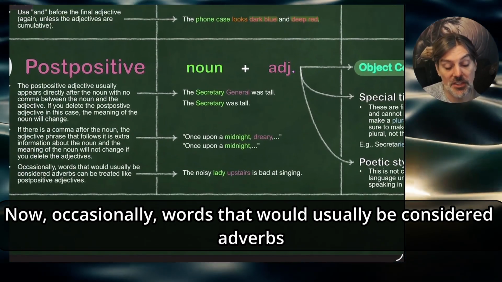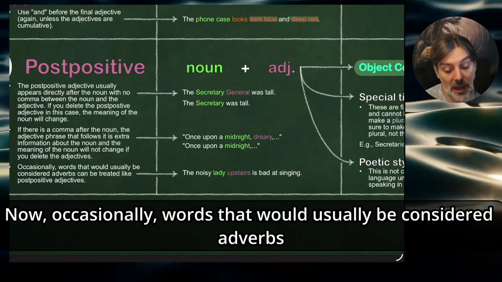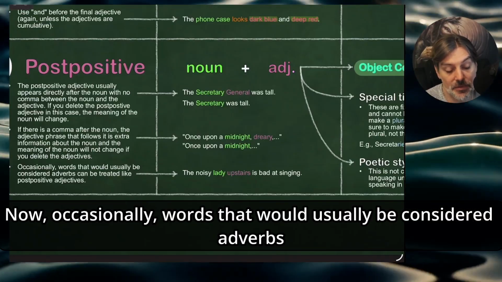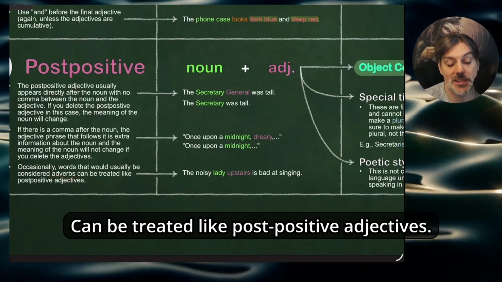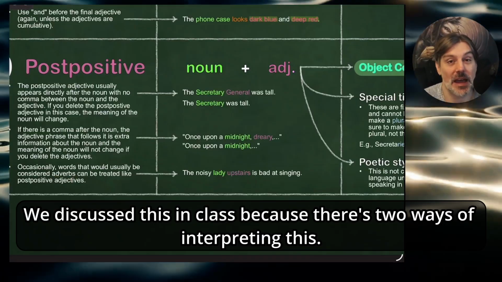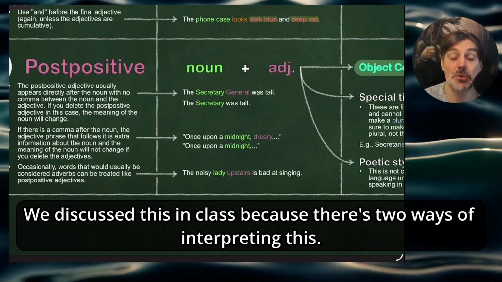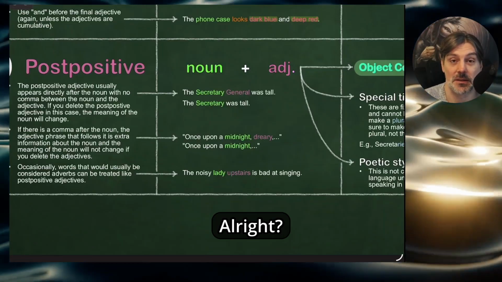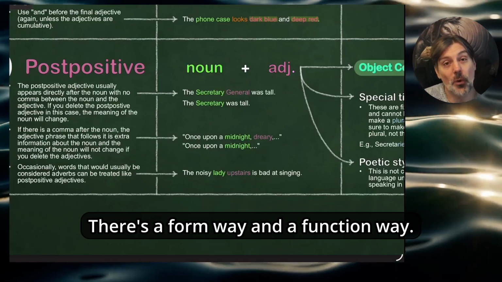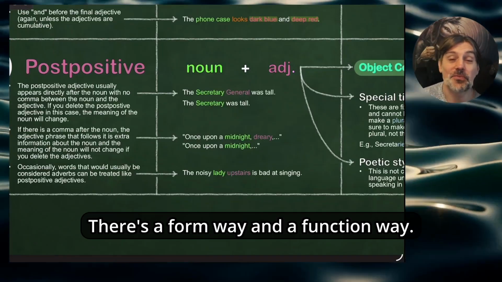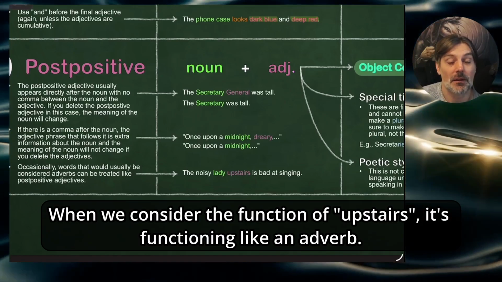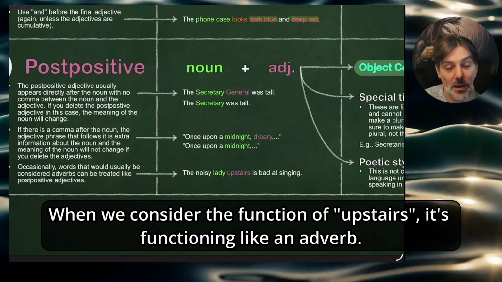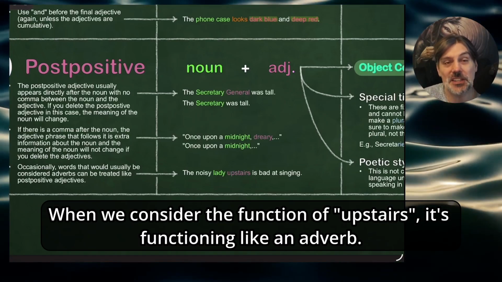Now, occasionally, words that would usually be considered adverbs can be treated like postpositive adjectives. We discussed this in class because there are two ways of interpreting this. All right? There's a form way and a function way. When we consider the function of upstairs, it's functioning like an adverb.